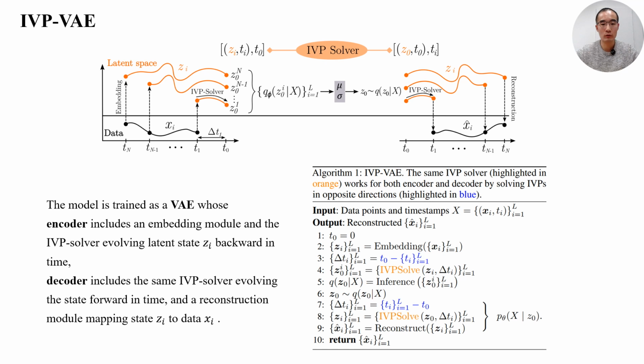Afterwards, the state evolves backward in time. Here, the initial condition is Zi, and the IVP solver is used to calculate the state at T0, and then sampling the posterior of Z in the VAE. In the decoder part, the latent state evolves forward in time to obtain the state at different timestamps using the same IVP solver. That means we take Z0 as the initial condition and go opposite along the timeline to recover the temporal trajectory. Finally, all latent states are mapped back to observations by the reconstruction module.